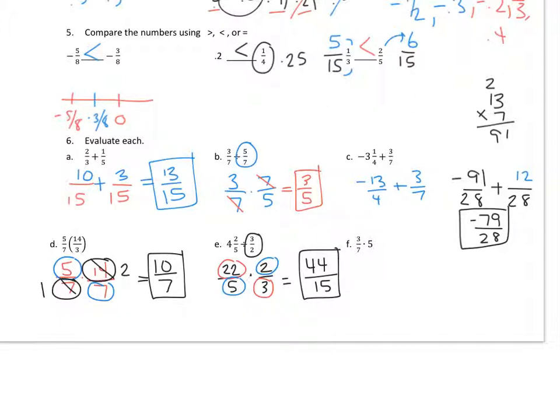And then letter F, it's 3/7 times, if you have a whole number, write it as a fraction, 5 over 1. I multiply across, I check common factors. There's nothing I can do with 3 divided by 1. There's nothing I can do with 5 divided by 7. So the answer is 15/7.